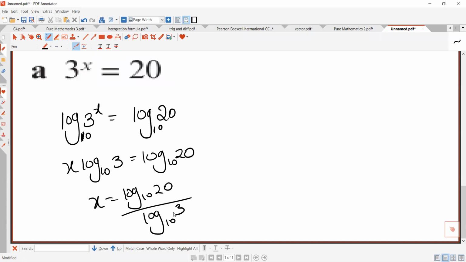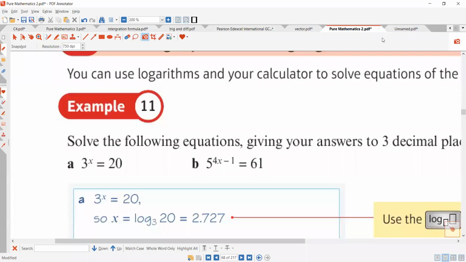Okay, I'll give you guys time to do this sum right now. So I hope everyone got it. Everyone got the sum. The answer is 2.7. Yeah. Now please try to do the b part.